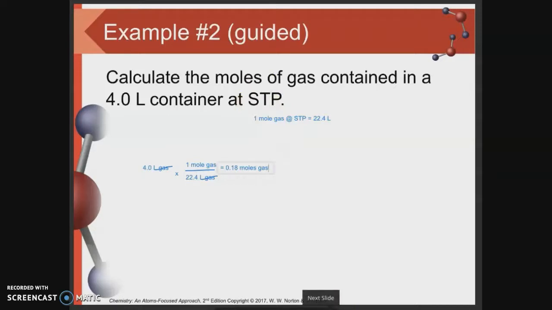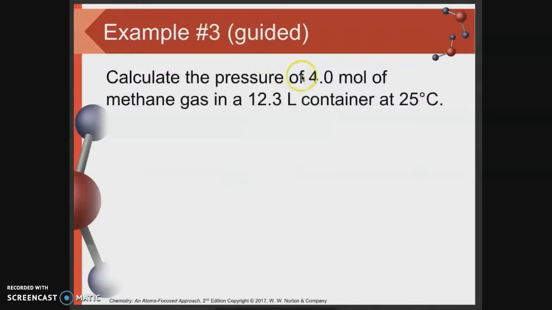Now let's look into an example that actually does use the ideal gas law. What is the pressure of 4 moles of methane in a 12.3 liter container at 25 degrees Celsius? So for this, we are going to need to use the ideal gas law. PV is equal to nRT. Our pressure value, we don't know. Our volume is 12.3 liters. We have 4.0 moles of gas.